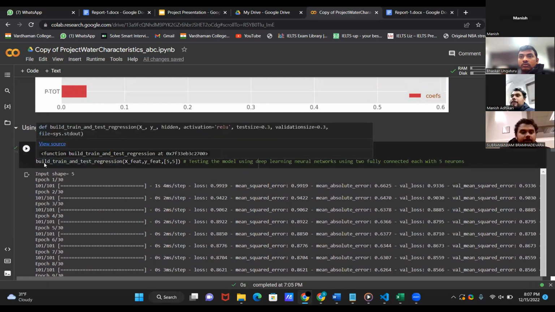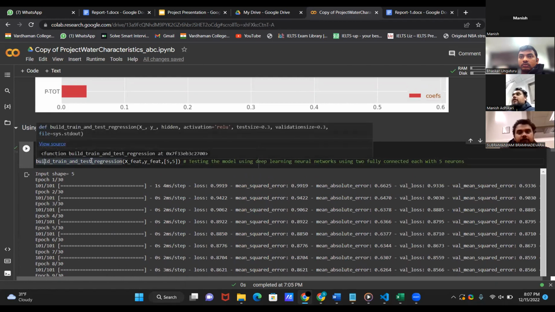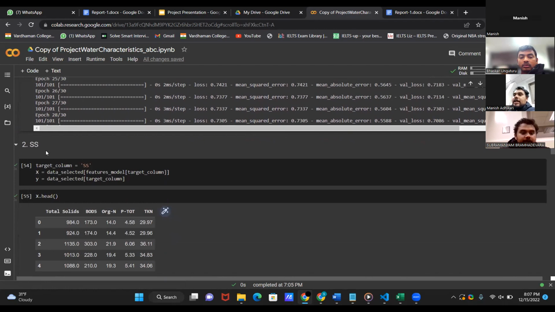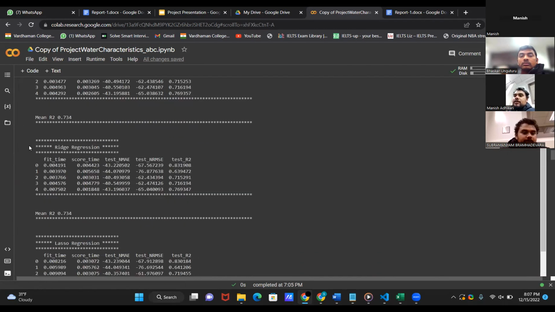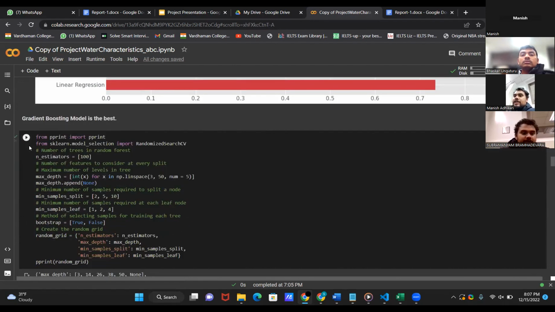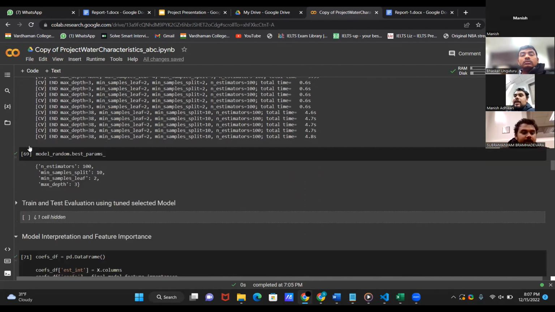Here we are using a deep learning model to train and test regression. This function actually calls everything. It splits the training data, does testing, training, and everything, and then generates all the reports. So here it is being reported, and similarly, the same thing we were doing before will be generated for other models, like for SS. It is generated in the same way, and it also uses a deep learning model in the end.